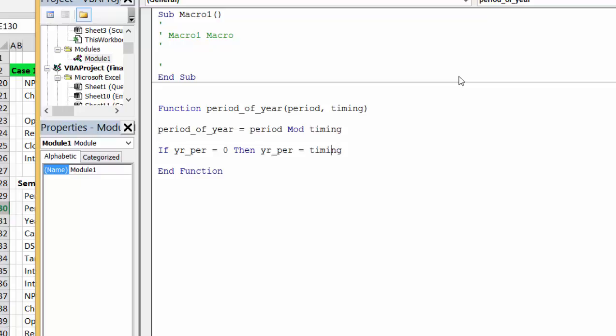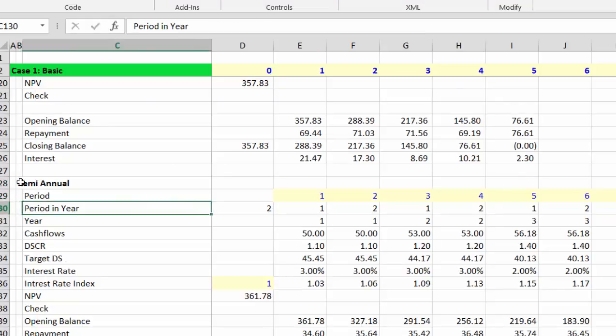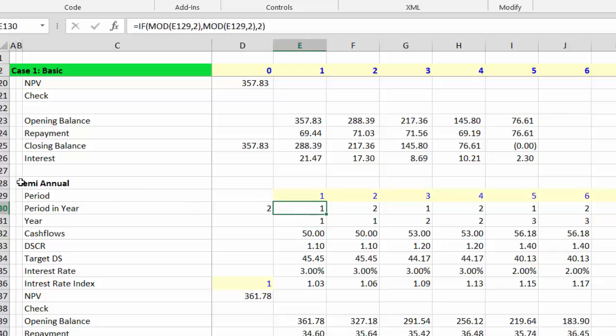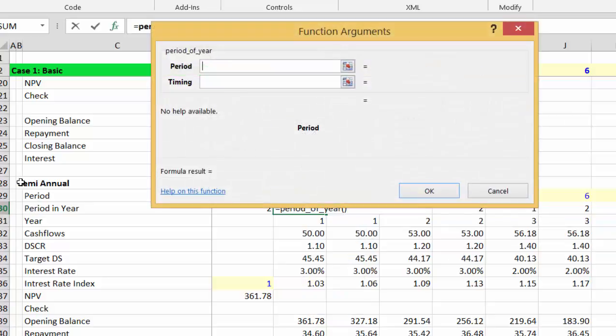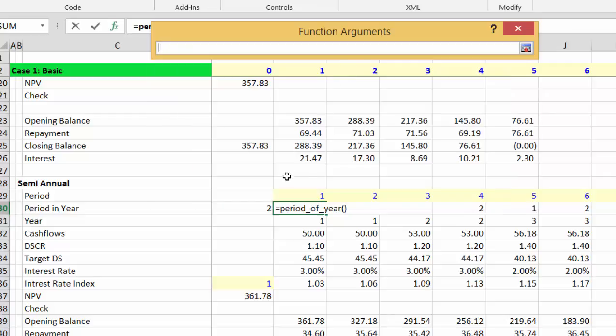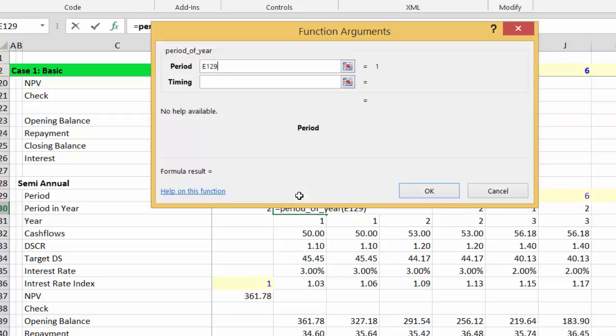And then if the period of the year is equal to 0, just make it the timing itself. So what we do here is we put equal period of year down here. Now, if you forgot where to get these, you press Shift F3, and it says, well, put this here, and then you put the period of the year.